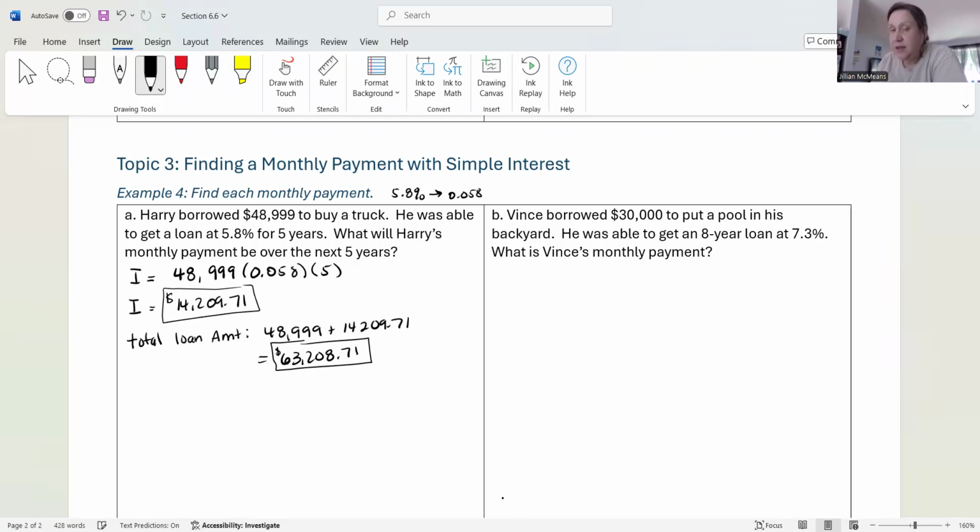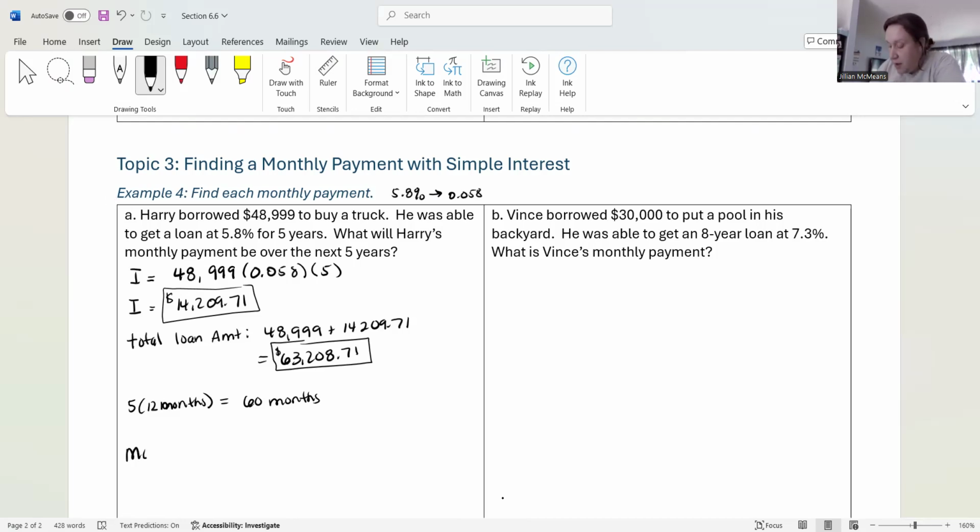Okay, so what we need to do is take this amount and break it up into equal payments over the course of 5 years. So every year has 12 months. Hopefully, we all know that. So if we have 5 years and we need to multiply that by 12 months per year, that is a total of 60 months. So we're going to take the total loan amount, that's the amount borrowed plus any interest, and divide it into 60 equal parts. That's going to represent Harry's monthly payment.